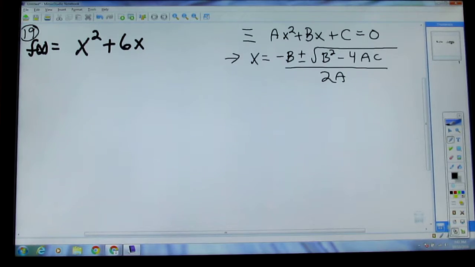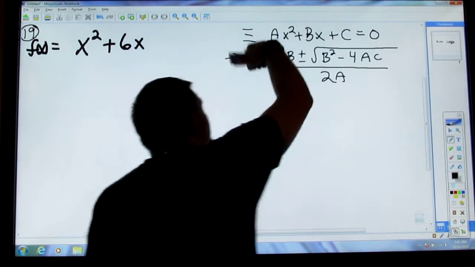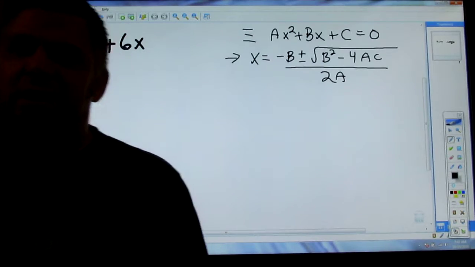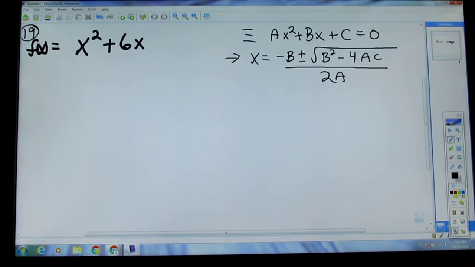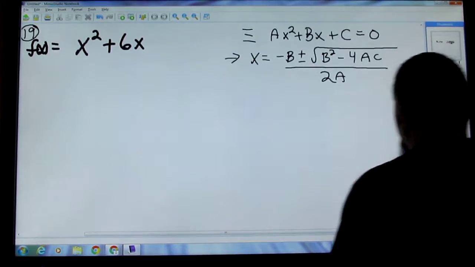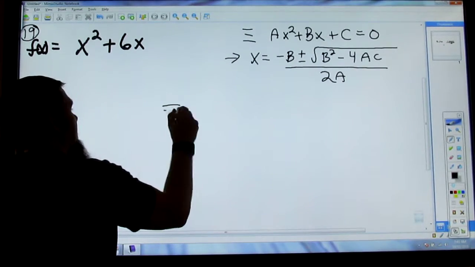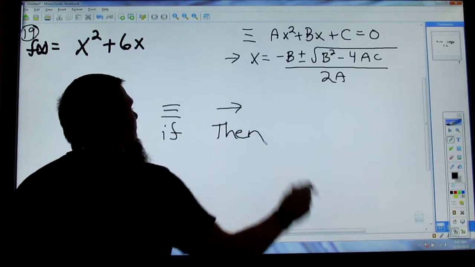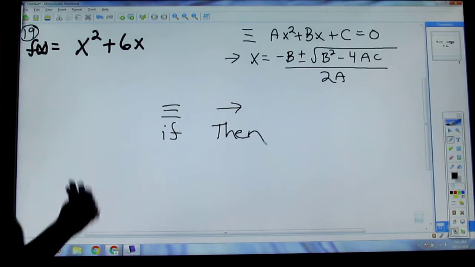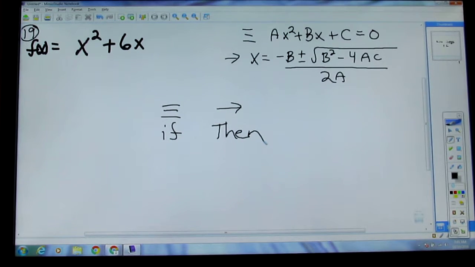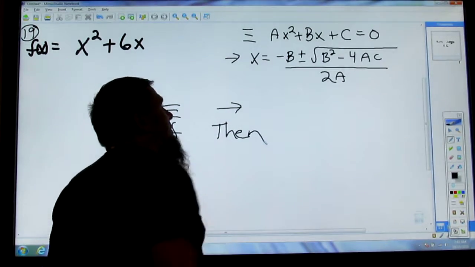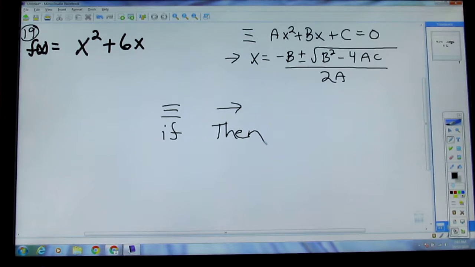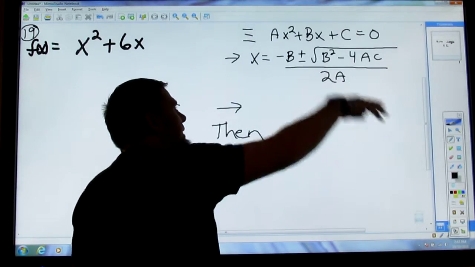Quadratic formula. The quadratic formula is this formula. Most of you have had me, Antonio, you haven't, so there's some symbols up here that you might not understand. One, this stands for if, and this stands for then. So basically what it's saying is if ax squared plus bx plus c is equal to 0, then x is equal to negative b plus or minus the square root of b squared minus 4ac all over 2a.